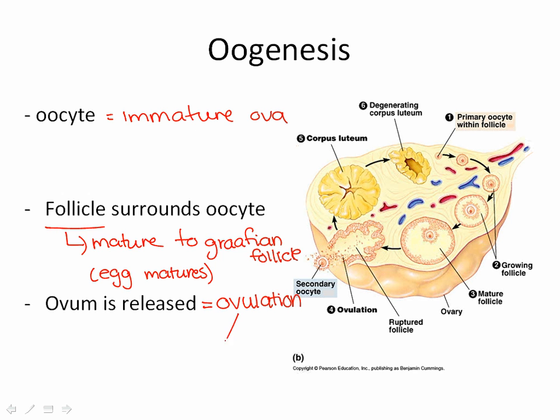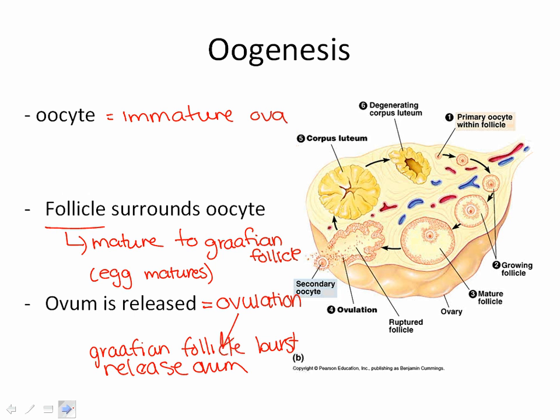Ovulation can occur because our mature follicle, our Graafian follicle, is going to burst, and it's going to release the ovum. This whole process is regulated by hormones, but this is something we're going to discuss in the next lesson, so you will see this again.